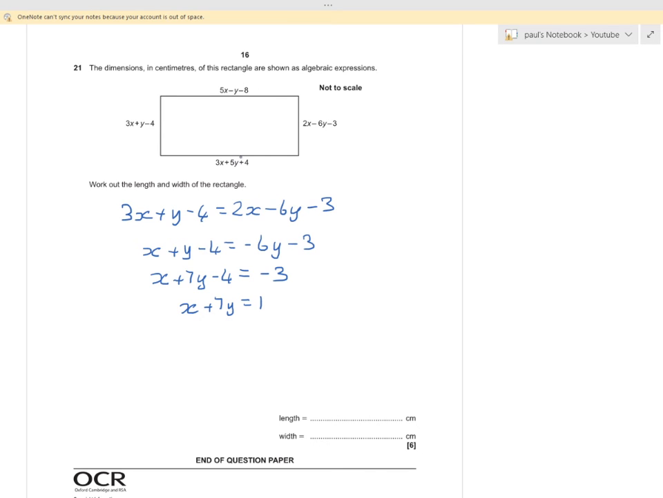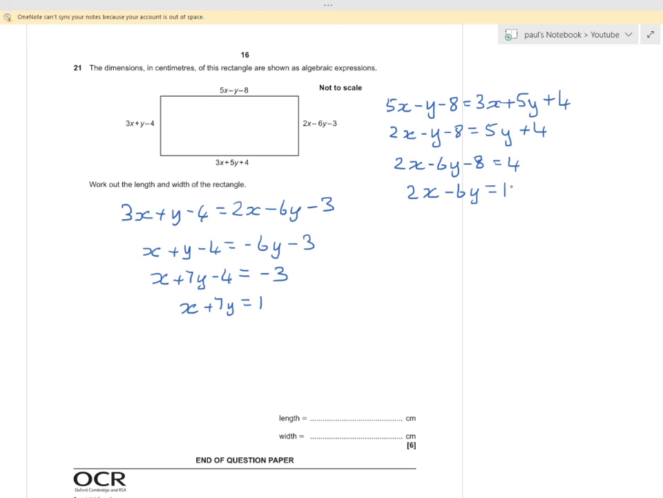Right. Now we're going to do top and bottom. I'm going to do that up here. So 5x minus y minus 8 equals 3x plus 5y plus 4. So let's take away 3x, so I end up with 2x minus y minus 8 is 5y plus 4. Take away 5y. 2x minus 6y minus 8 equals 4. And add 8, so I got 2x minus 6y equals 12.